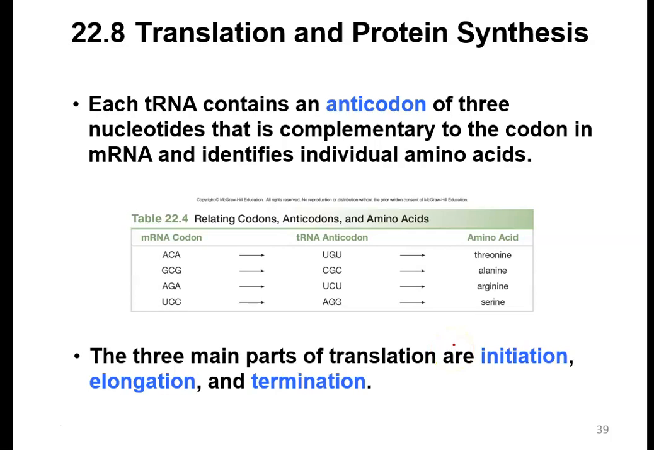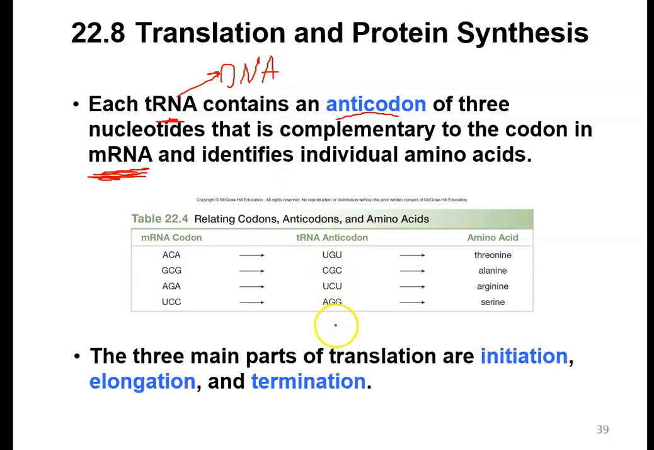Okay, so each tRNA contains an anticodon of 3 nucleotides that is complementary to the codon in the messenger RNA and identifies the individual amino acids. Ironically, the anticodon in the tRNA is the actual sequence in the DNA, because remember, the mRNA is the opposite, or the base pair, of what's in the DNA, and then the tRNA is the opposite of this, so technically this is actually what we have in our DNA. So it's kind of interesting how that works.